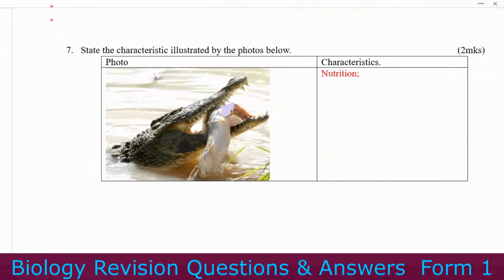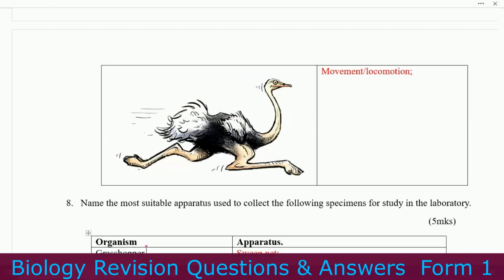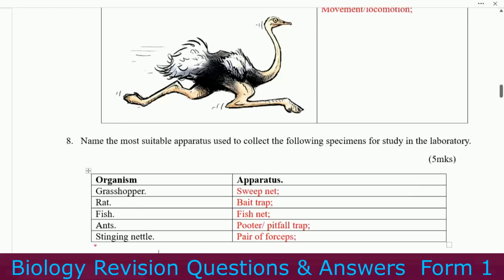State the characteristics illustrated by the photo below. You can see it. That characteristic is what? That one is nutrition. We'll go to the next one. You can see the band moving very fast. That characteristic is movement or locomotion.